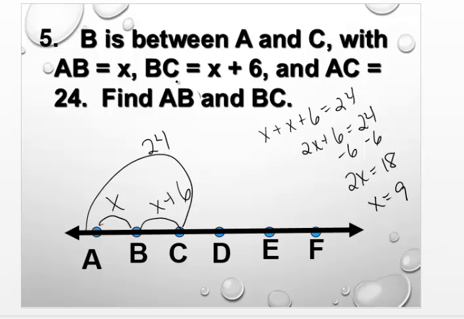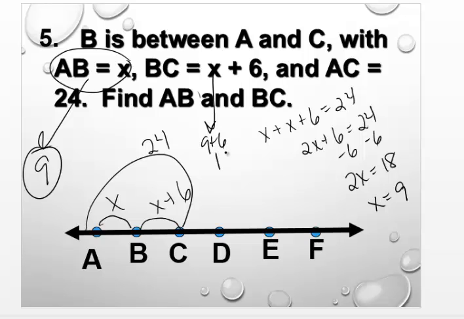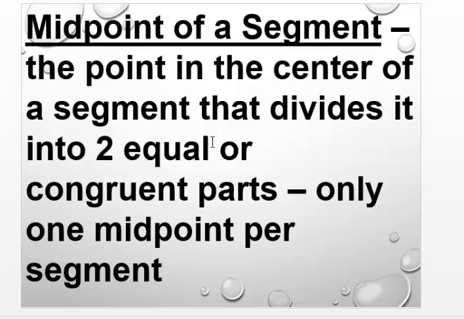That allows me to find AB. AB is right here. AB is 9. And BC, if I plug 9 in here, I got 9 plus 6, so BC is 15. So my answers are 9 and 15.